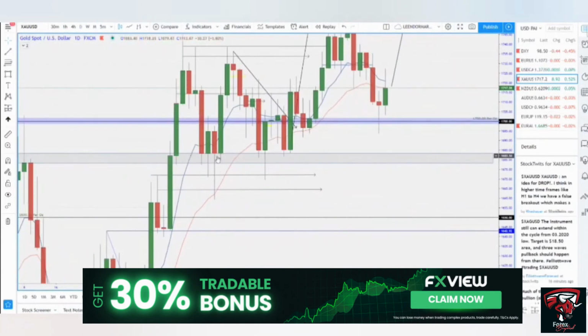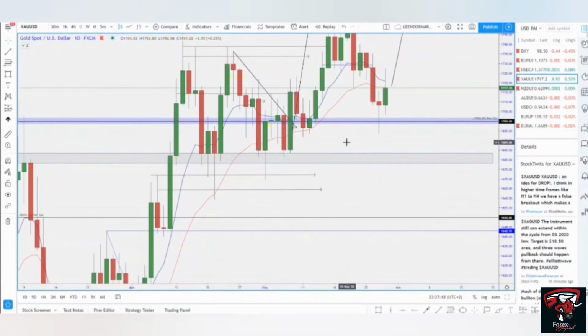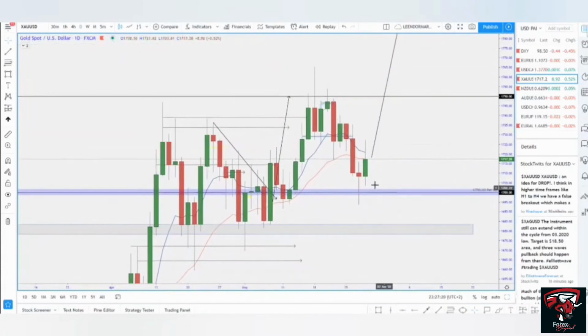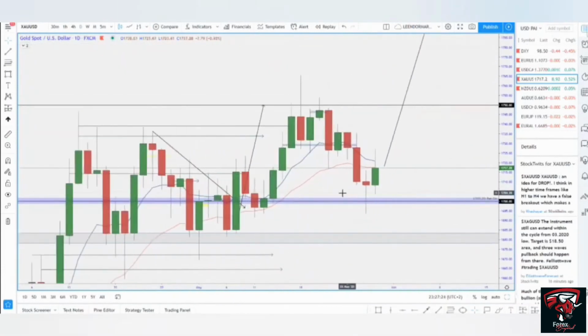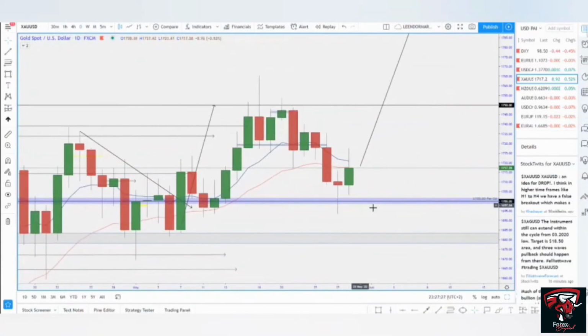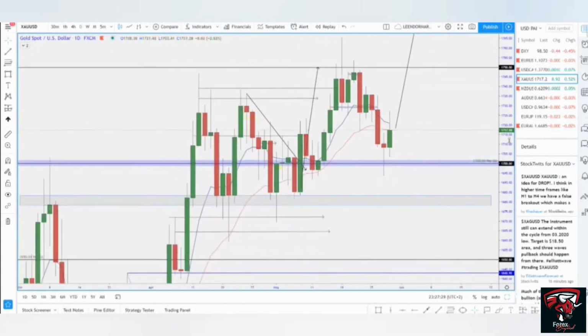1, 2, 3, 4, 5 weeks, 1, 2, 3, 4 weeks to the low. Then the market pushes up 1, 2 weeks, pushes up. From here we broke above, came back to retest at 1700. 1700 is ideally an important level on this instrument that we're looking at.